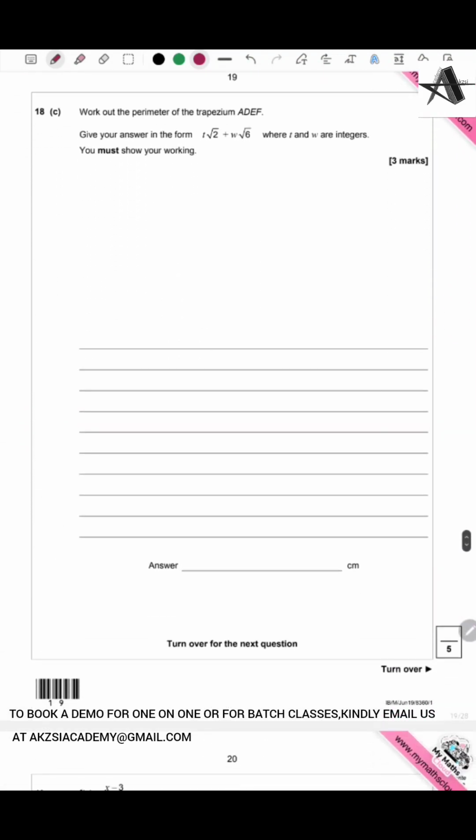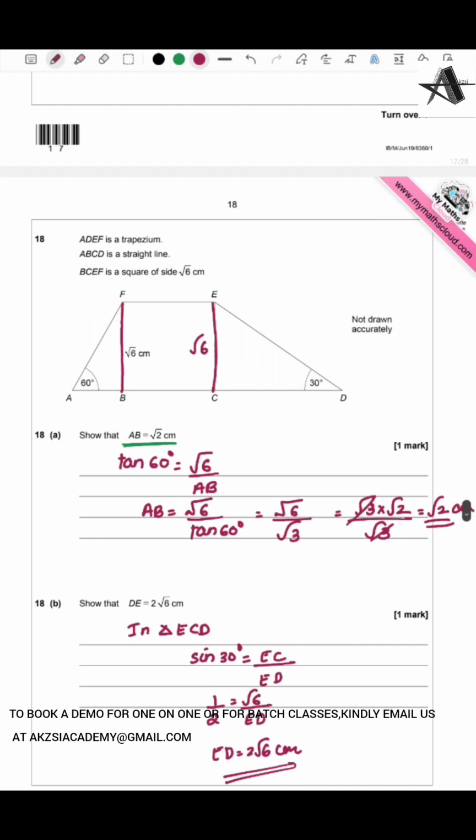18C. Work out the perimeter of the trapezium ADEF and give your answer in this form. So perimeter, that means we have to calculate all the sides and add them up. For that, we should know this whole, this one, and this one. Let me see how many of the parts we already know. EF, because it's a square, is root 6 centimeters, as all the sides are going to be equal. Similarly, BC is also going to be root 6. So now we know this one is root 6 and this one is root 6. ED we just calculated as 2 root 6.